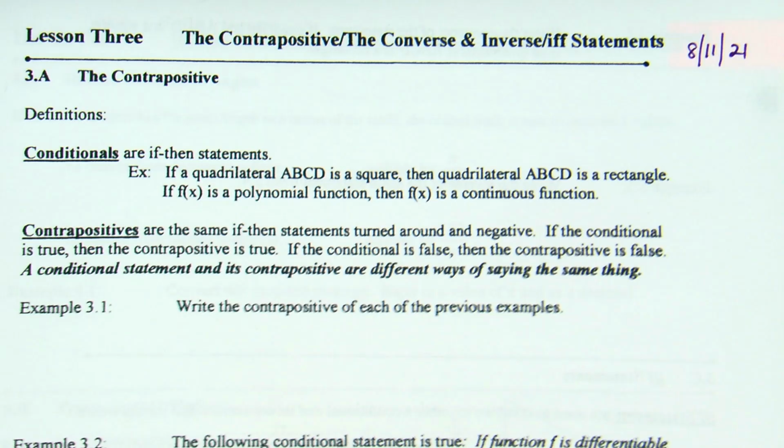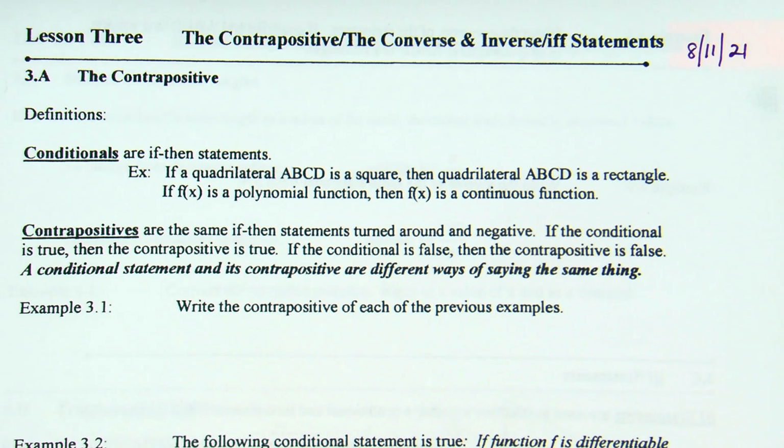General definition: conditionals are if-then statements. And when we talk about contrapositive, converse, inverse, and IFF statements, they're all about conditional statements. So if-then statements. If this, then this. Some examples: if a quadrilateral ABCD is a square, then quadrilateral ABCD is a rectangle. So it's all about using a definition. If f of x is a polynomial function, then f of x is a continuous function. Continuous is a big concept in calculus.